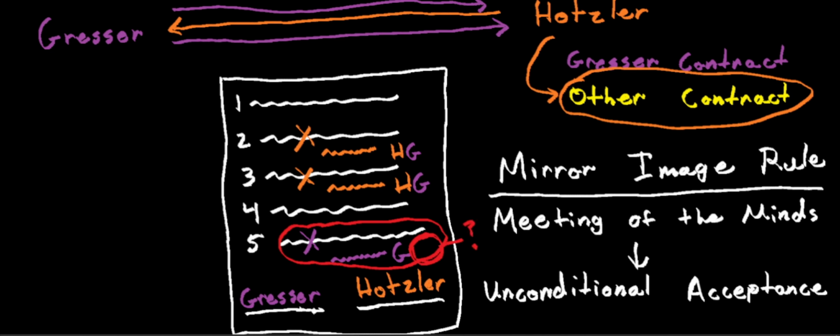No initial from Hotzler, which means that there was not an unconditional acceptance of the contract. There was no meeting of the minds, because this final provision, which Gresser had changed in the contract and sent back to Hotzler, Hotzler had never agreed to that final change in the contract. And so there was no meeting of the minds at any point in the contract.